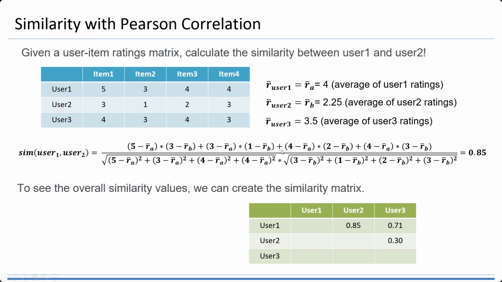So please check later whether it is correct or not. Okay. Users are the most similar because this is the similarity, so the closer to 1, the more similar. It means user 1 and user 2.